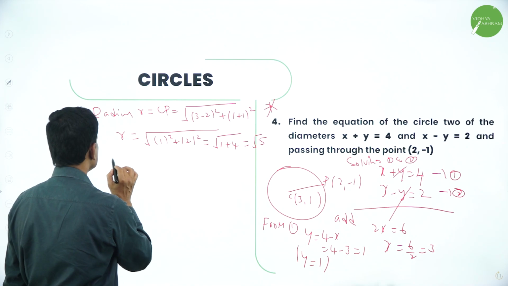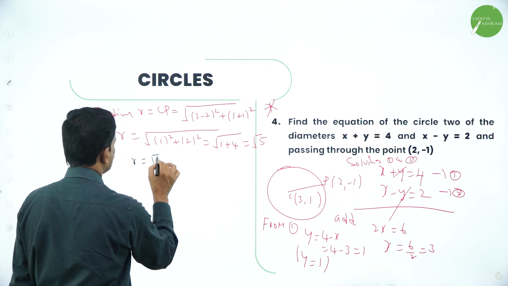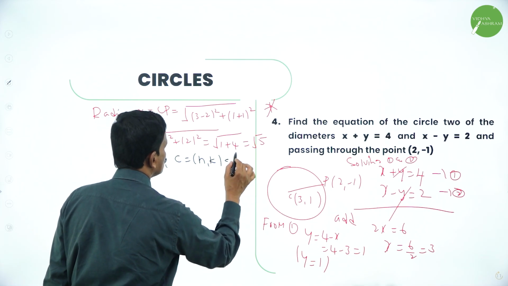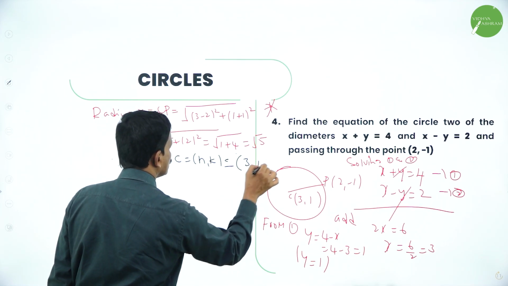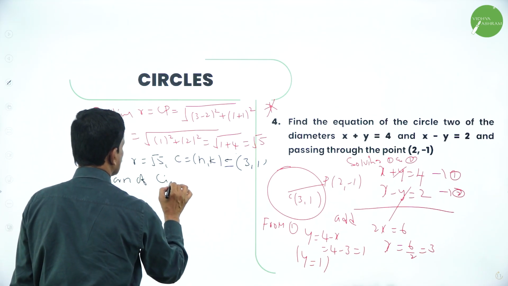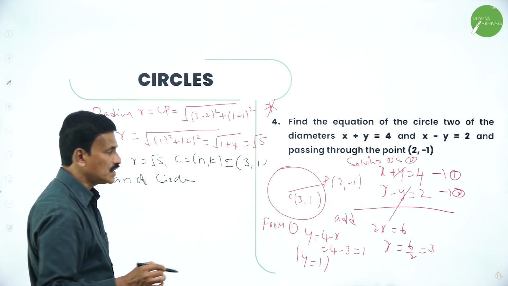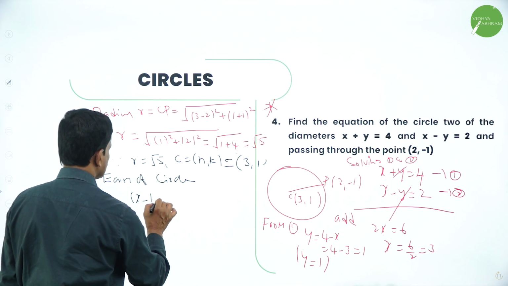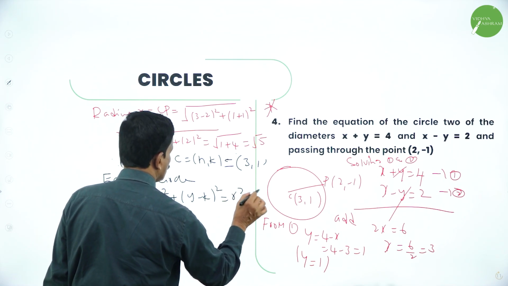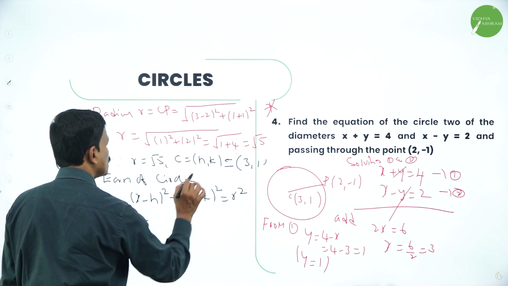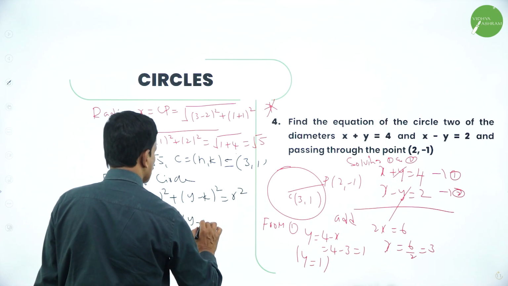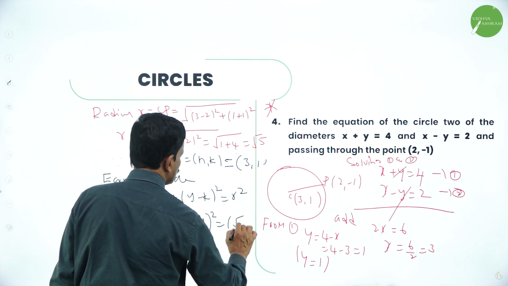Okay. Now since r is equal to root 5 and the center (h, k) is equal to (3, 1), the equation of the circle is... Do you know the formula for the equation of the circle? (x minus h) whole square plus (y minus k) whole square is equal to r square. That is (x minus 3) whole square plus (y minus 1) square is equal to root 5 whole square.